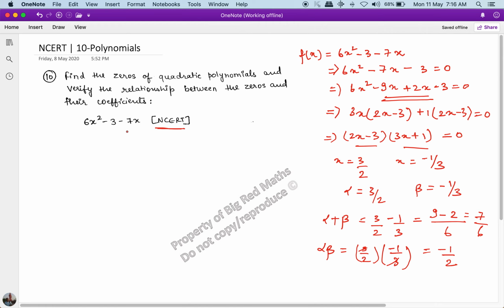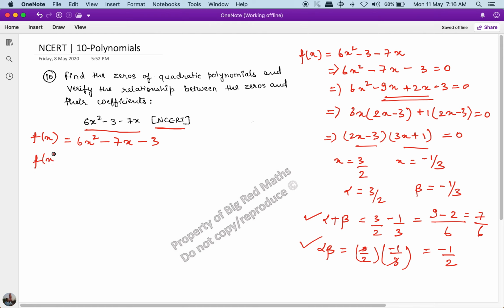Now let us verify whether we are getting the same sum of the roots, 7 by 6, and alpha beta, the product of the roots, as minus 1 by 2, by the coefficient method. Before applying the coefficient method here, I want to first convert this into standard form. So my f of x will actually be 6x squared minus 7x minus 3. I am interchanging the terms here.